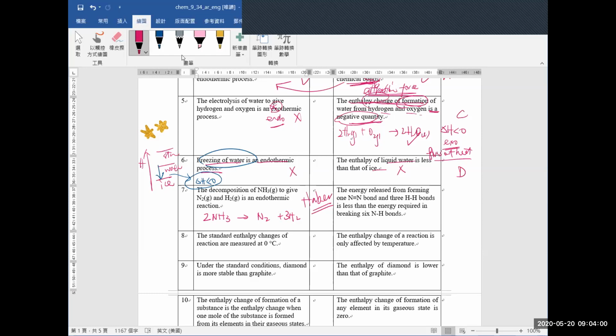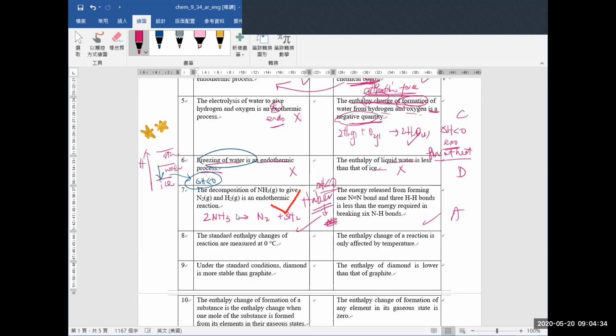Yes, both are correct. So for the original Haber process, delta H is negative, okay? It's negative. So the answer is A. Question 8.